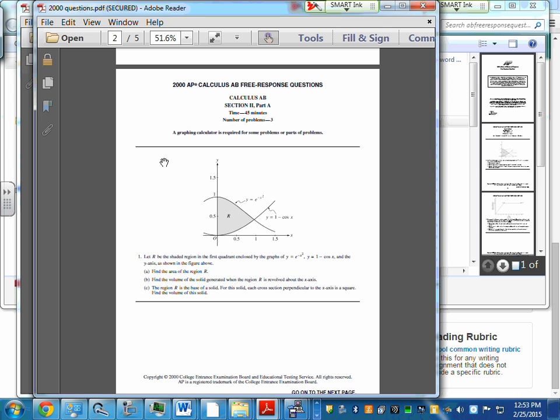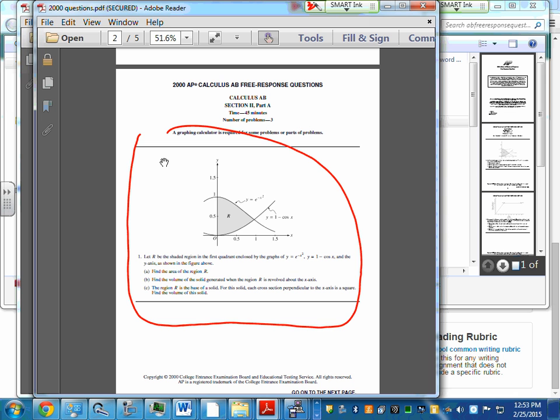2000, the free response questions, question number 1. You can certainly do part A. Again, we're going to be doing areas for 3 days, and then on Monday, Tuesday, Wednesday, when we get back, we're going to do the volume questions. So don't worry about volume now.